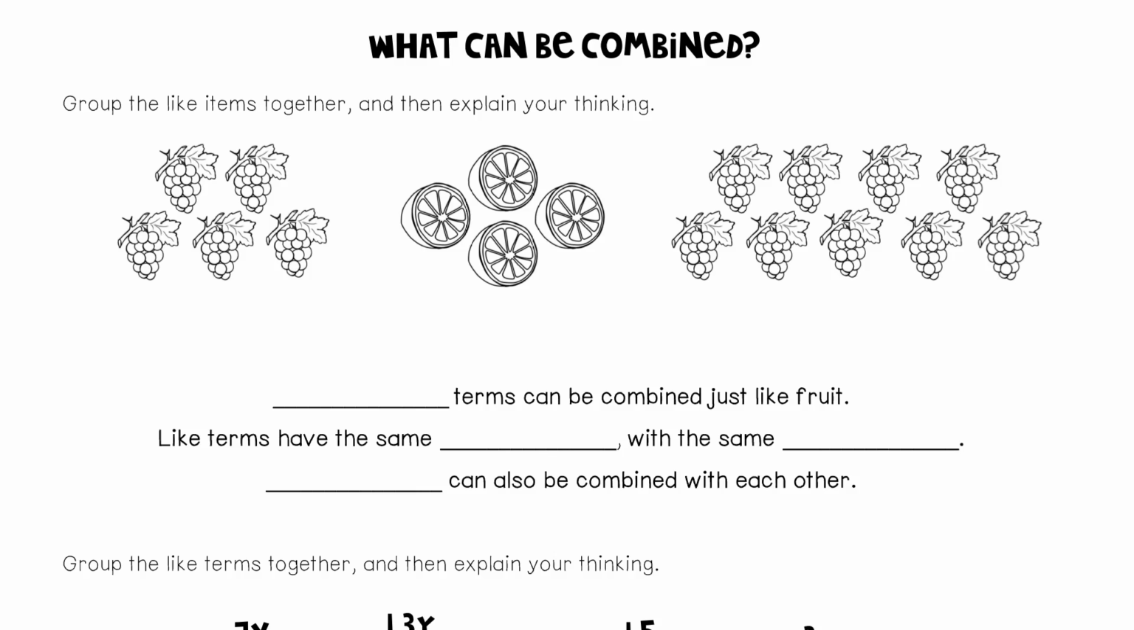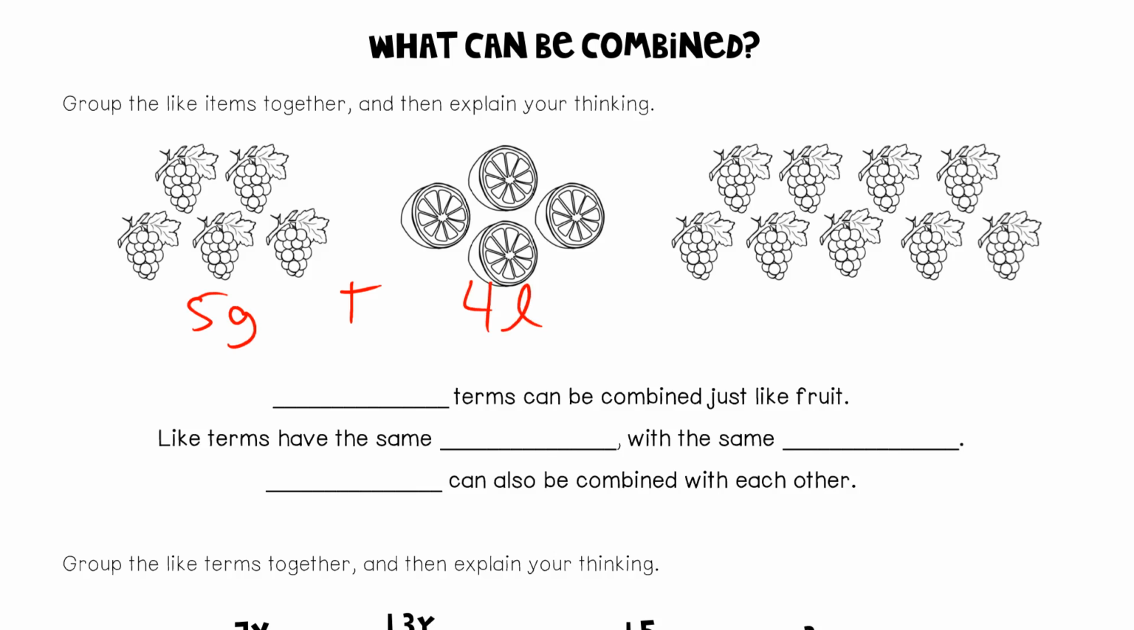Group like items together and explain your thinking. Now, I'm not a citrus drawing expert. Second period decided these are lemons. We're going with that. So I have grapes and I have lemons. And I look for how many bunches of grapes I have. I have 5 grapes plus 4 lemons.